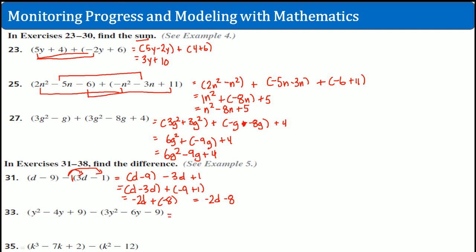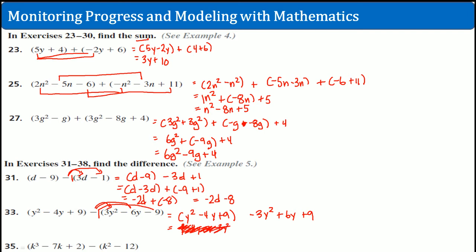33. Ooh, let's see if I have room. Okay. Again, there's a negative 1 that you want to distribute. So let me just write that. Here's the first expression. Negative 1 times 3y squared becomes a negative 3y squared. Negative 1 times negative 6y is plus 6y. Negative 1 times negative 9 becomes a positive 9. All right. So y squared minus 4y plus 9, negative 3y squared. Oops, I didn't have to write this.